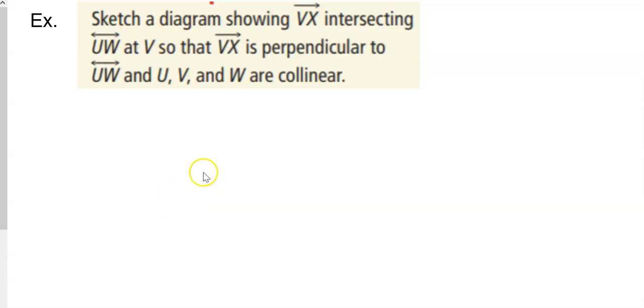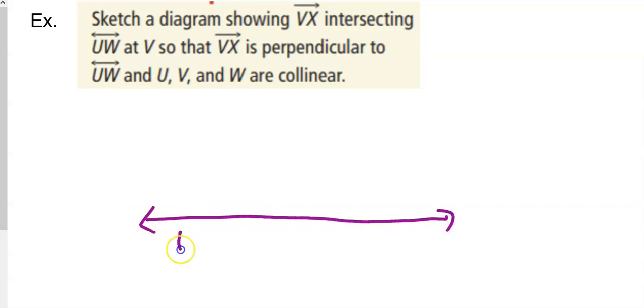So again, I'm just going to draw that, and I know I've got a perpendicular line in here, so I'm going to draw a line here with U and W, and I know VX is going to be perpendicular to it. I know they intersect at V, so I need to put the V here and the W here. And then I need to make sure that U, V, and W are all collinear. Yes. So we're good to go on that.